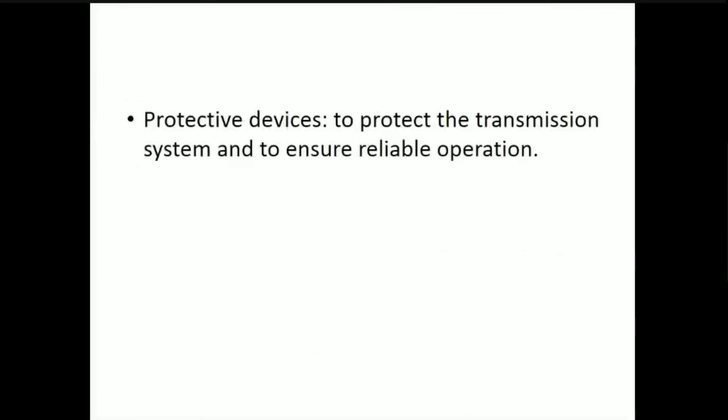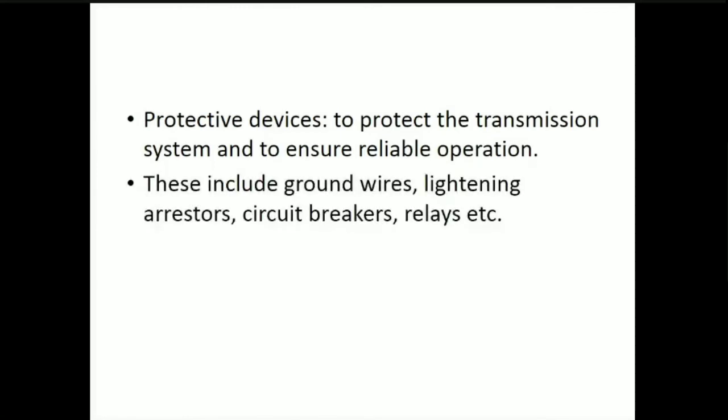Then protective devices are also there in the transmission section. In order to protect the transmission system and to ensure reliable operation, we have the protective devices. Protective devices include ground wires that are run along with the transmission, then lightning arresters, circuit breakers, relays, etc.